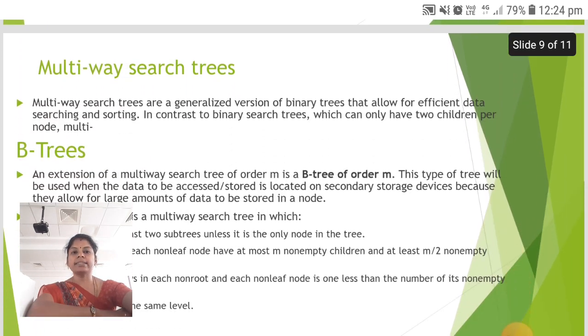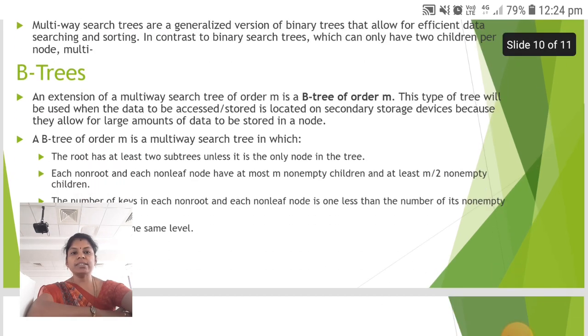The next is multi-way search trees. Multi-way search trees are a generalized version of binary trees that allow for efficient data searching and sorting, in contrast to binary search trees, which can only have two children per node. The next is B-trees. An extension of a multi-way search tree of order M is a B-tree of order M. This type of tree is used when the data to be accessed or stored is located on secondary storage devices, because they allow a large amount of data to be stored in a node.